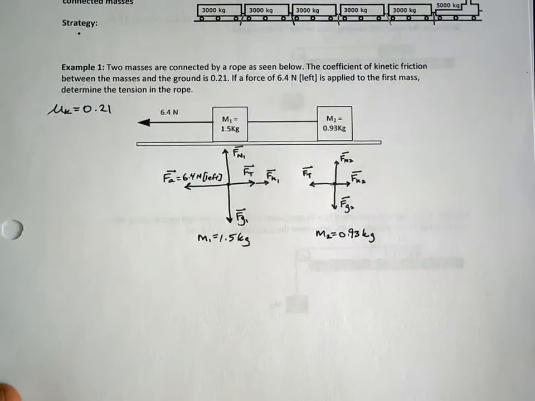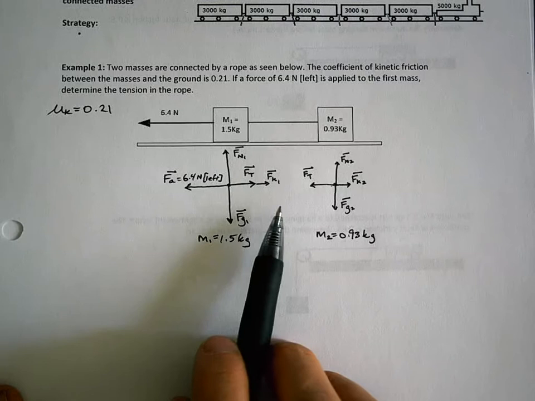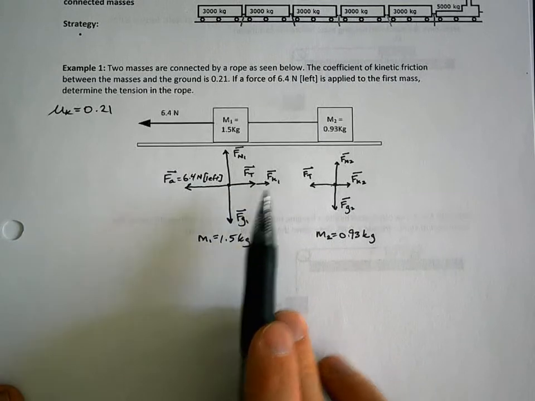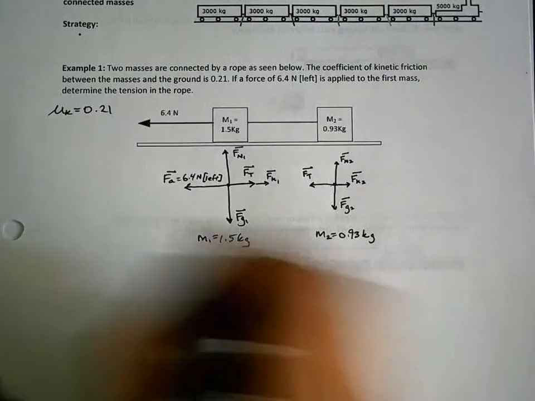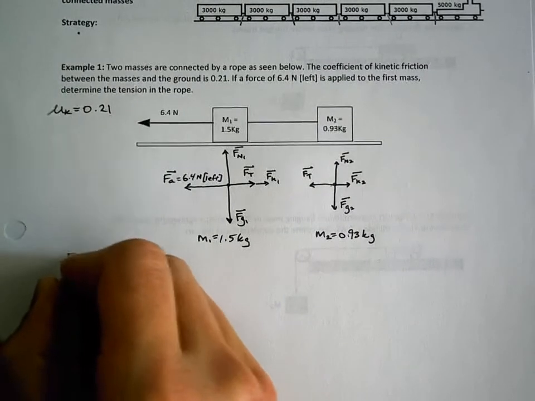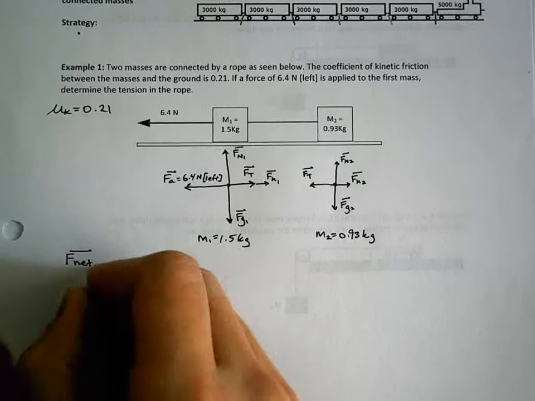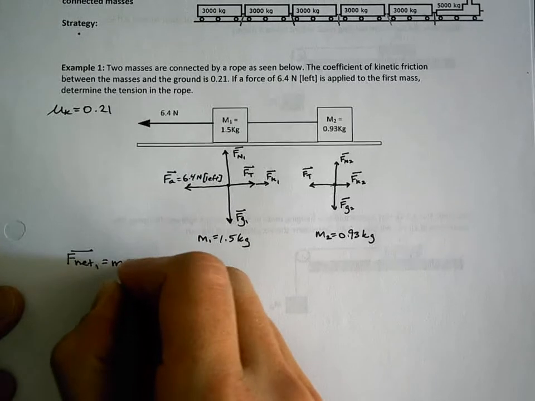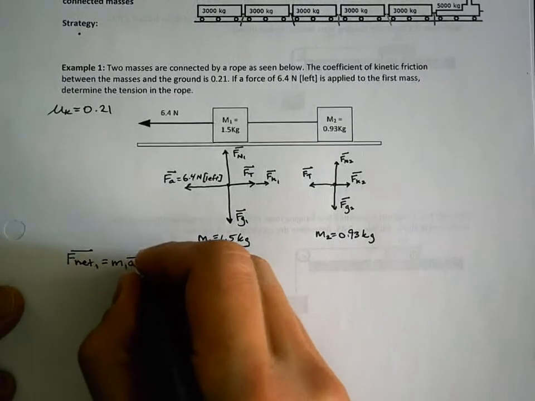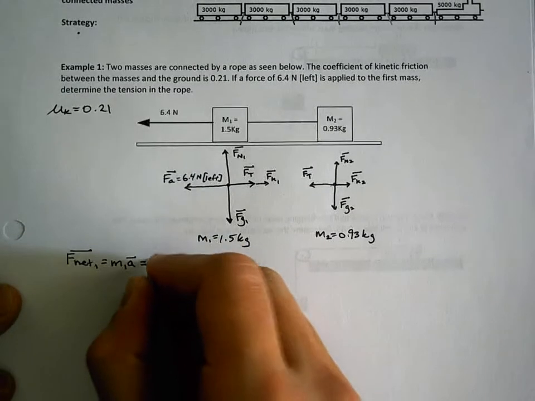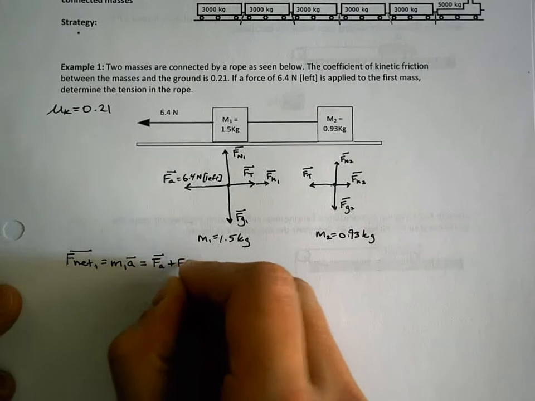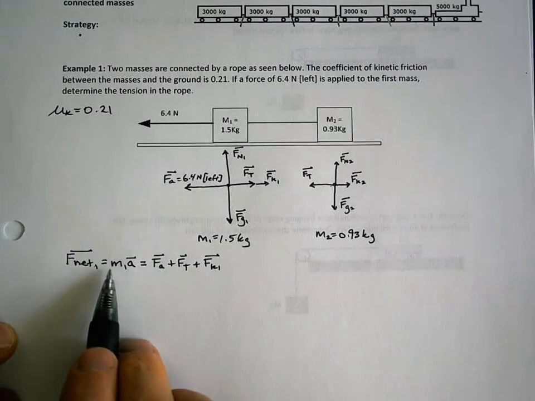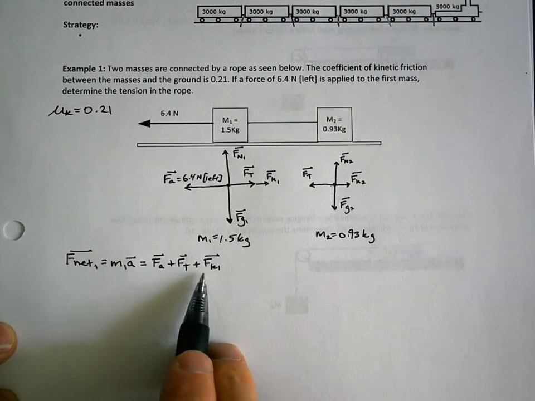Okay, all right, so now we have to solve this. So it looks a lot like the questions from the end of chapter 3. We're going to assume that the acceleration of both of these is the same, and we're going to use that to make two separate equations. So let's look at, for mass 1, F net for mass 1 is equal to M1A, and then we have to add up all the forces, so we have FA plus FT plus FK1. Okay, so that's Newton's second law, and this is F net, adding up all of the different forces.